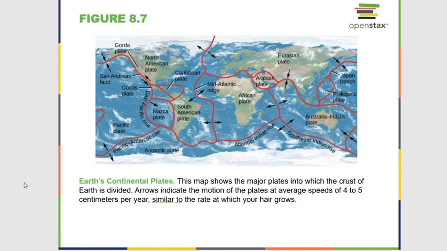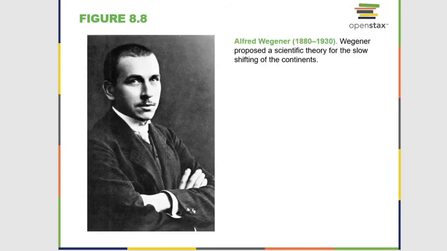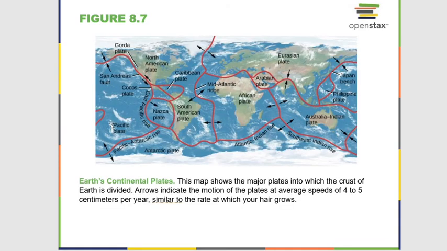All right, let me come up here to one other thing. I think probably everyone has looked at South America and noticed that it sort of fits into Africa, right? The east coast of South America seems to fit into the west coast of Africa. And there are other areas where continents seem to fit together. Alfred Wegener proposed the theory of continental drift, the idea that these plates move past each other.